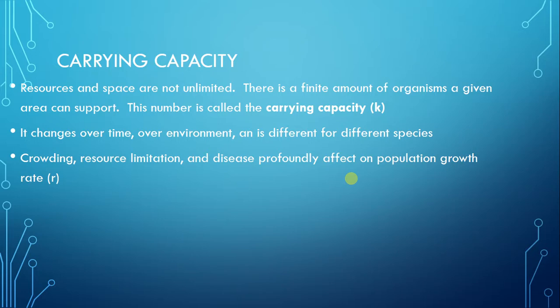They're not unlimited. There's a finite amount of organisms a given area can support before space or resources or mates run out. This is the definition of carrying capacity, or K. We represent it with a capital letter K. Carrying capacity is the number of individuals of a given species a given space of an environment can hold. So this carrying capacity changes over time, changes between environments, and is different for different species even in the same environment. One environment can hold more lions than bats, or more lions than grasshoppers.